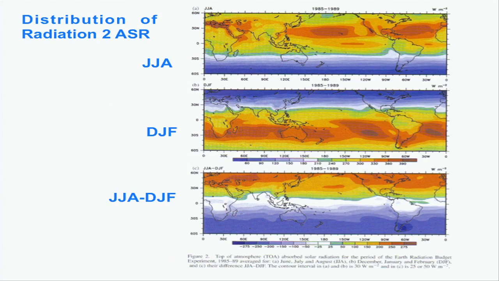If we then subtract those two graphs, remember the scale is a little bit different here now. Again, you can see effectively that it's dominated in the northern hemisphere, where of course most of the land is. So that's the absorbed solar radiation, essentially, dominated on an annual basis by the northern hemisphere.